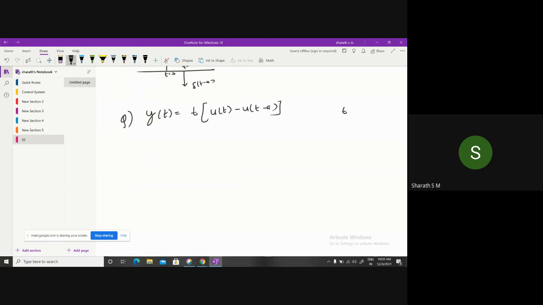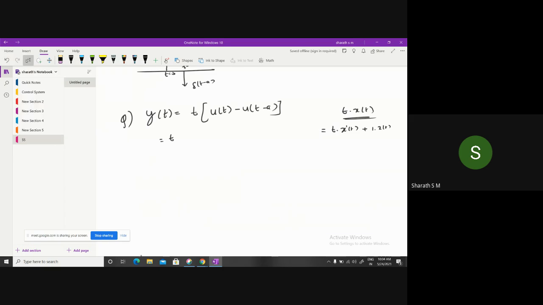How to differentiate t into x of t? Product rule, sir. Yes, tell me the product rule here. t into differentiation of x of t plus x of t into 1. So in this manner, we need to differentiate this.